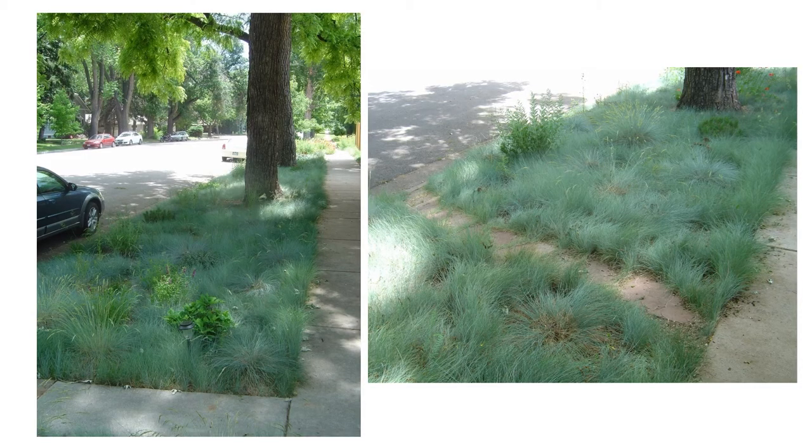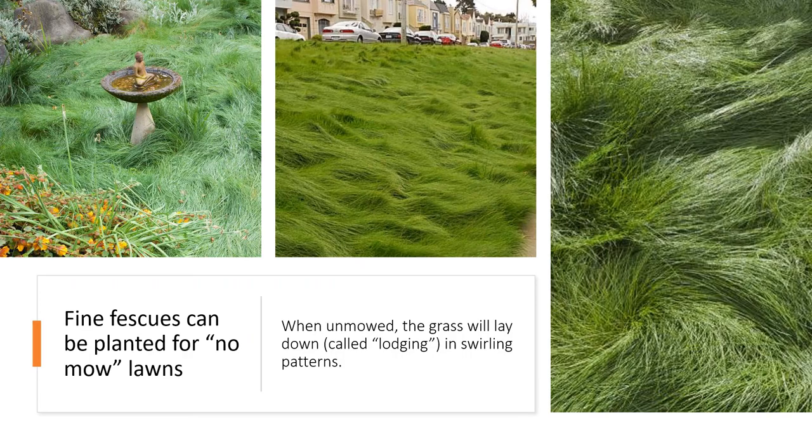Again, they're good for naturalizing lawns, lawns you don't want to mow. They don't grow real tall. The seed stalks, the inflorescence, get a little bit tall for the first few years after you plant it. But after a while, after they get a little sod bound, they will really stop producing those inflorescences, and then they form this nice swirly mass of grass. So it's kind of a cool look. Some people like that. Some people absolutely hate this look of fine fescue.